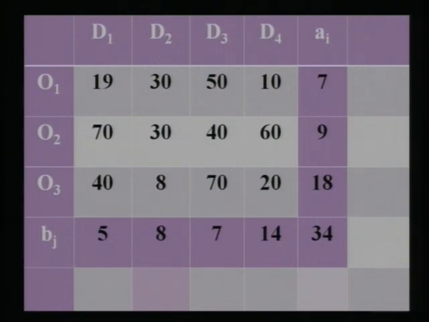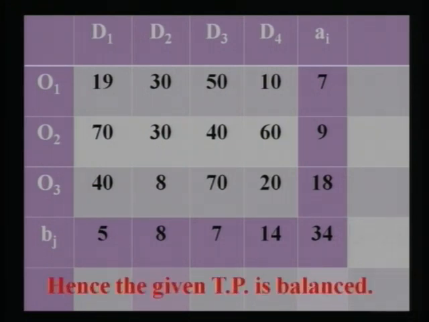Okay. Let us consider that problem again. Now you can see the total supply and total demand is 34 here in this south east corner. See, 7 plus 9 plus 18 is 34, and 5 plus 8 plus 7 plus 14 is also 34. So this satisfies the condition sigma Ai is equal to sigma Bj. Okay. So therefore it is a balanced transportation problem. Once it is balanced, we can proceed further.